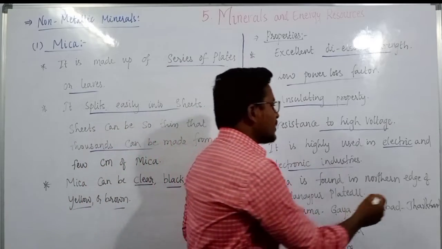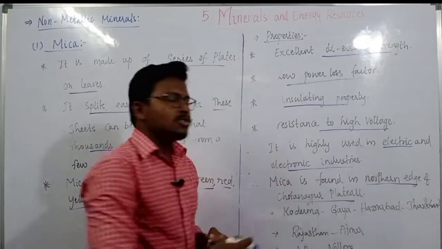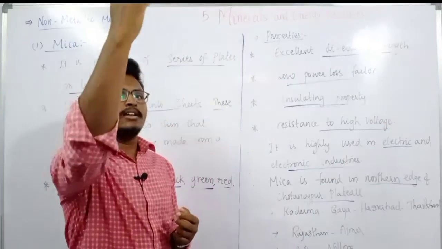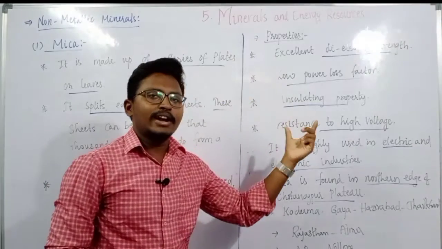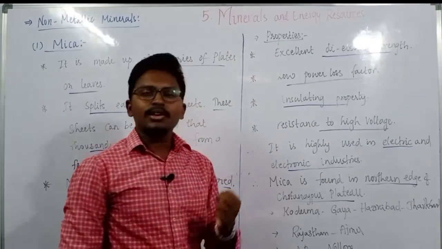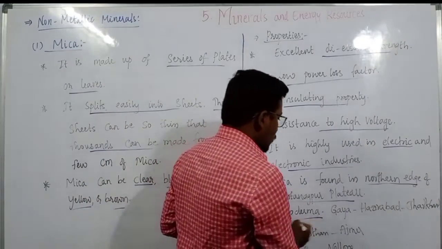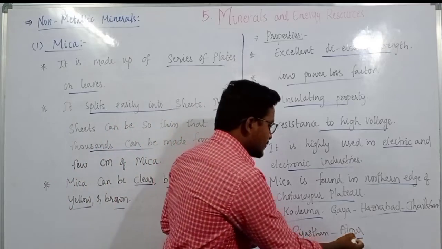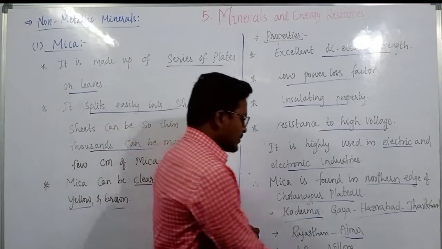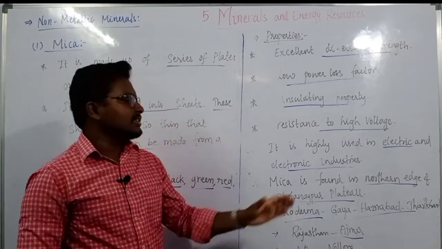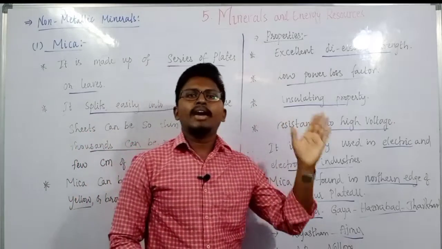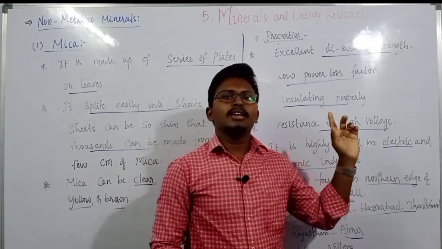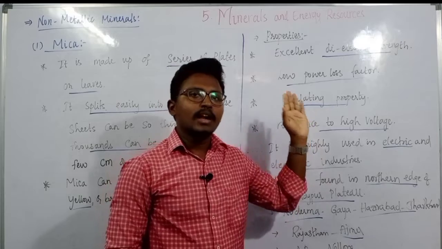And mica is mainly found in the northern edge of the Chota Nagpur Plateau. I hope you all know where the Chota Nagpur Plateau is. So on the northern side of the Chota Nagpur Plateau, we can find mica deposits. And not only that, we can find it in Koderma, Gaya, Hazaribagh districts of Jharkhand, and in Rajasthan it is found in Ajmer. Then in Andhra Pradesh it is found in Nellore. So these are some of the leading producers of mica in the country. Because of its good properties, it is mainly used in electric as well as electronic industries.